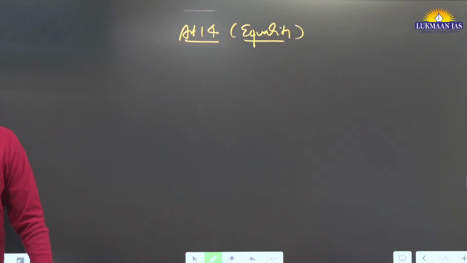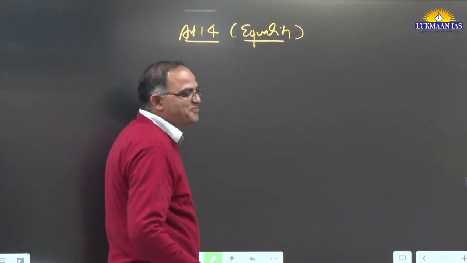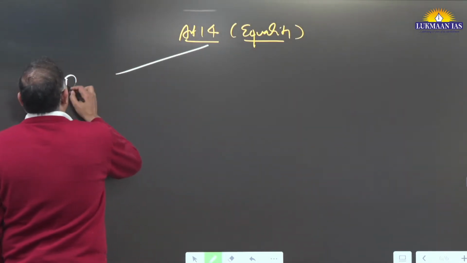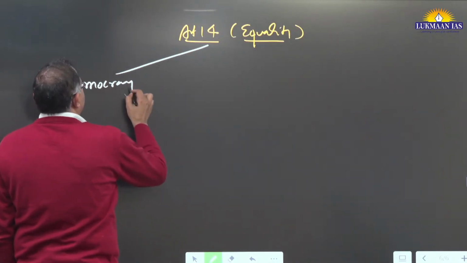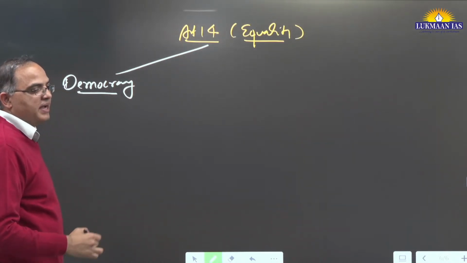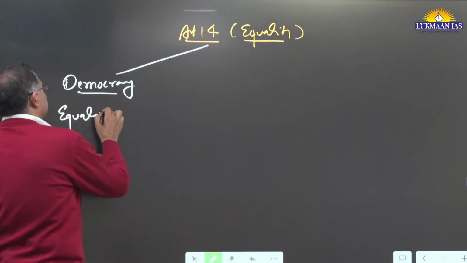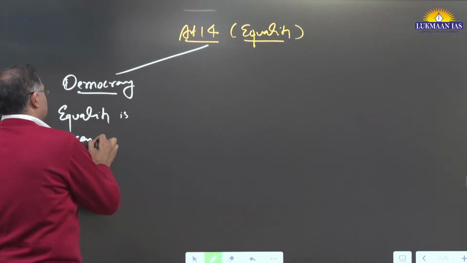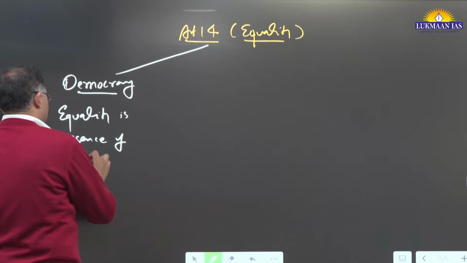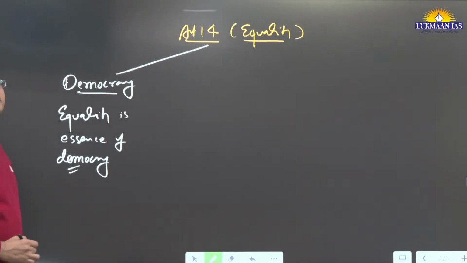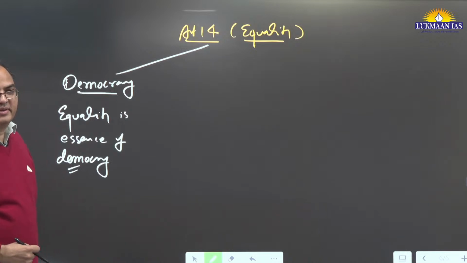No, we have to rise above that. Equality clause, let's say. So democracy, if you read DD Basu, in the first few pages it is written that equality is the essence of democracy. Equality is the essence of democracy, because any democracy is based on equality. If there is democracy, there will be equality. Right.